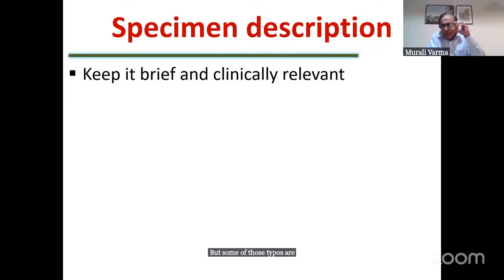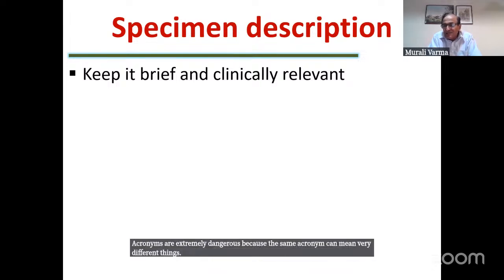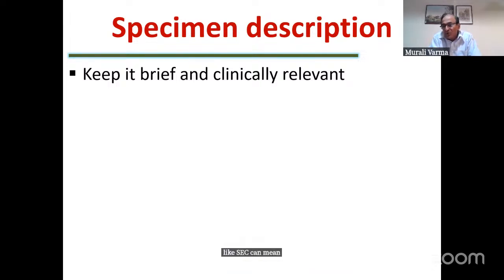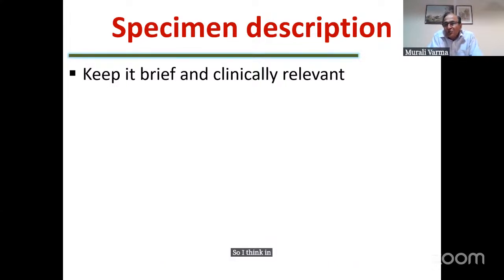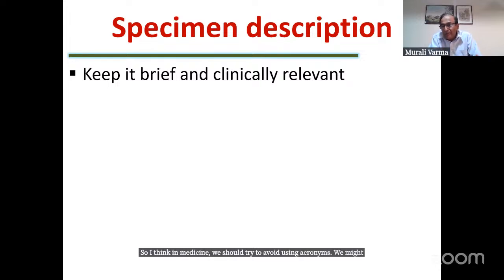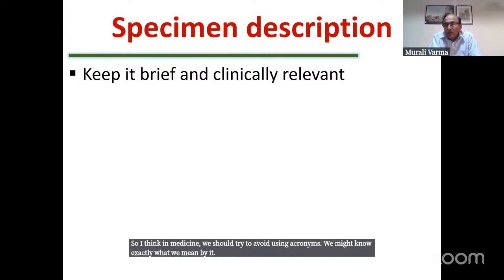The last point I would make is in the clinical history, I wish the clinicians would avoid using acronyms. Acronyms are extremely dangerous because the same acronym can mean very different things. Like SCC can mean small cell carcinoma or squamous cell carcinoma, depending on who you talk to. You talk to two cardiologists, MI can mean myocardial infarction or mitral incompetence. So I think in medicine, we should try to avoid using acronyms. We might know exactly what we mean by it, but the reader might not.